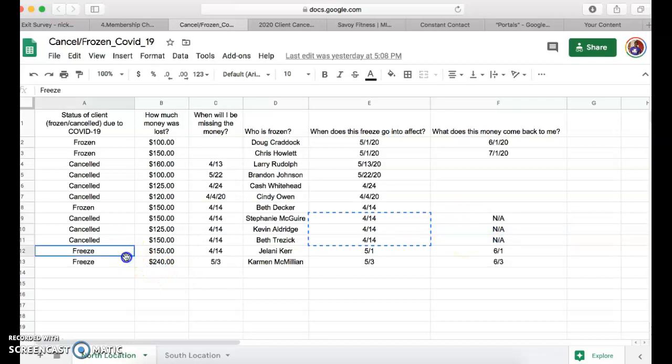But with some of the freezes, you see how we froze them on the 14th and the 3rd. Well, the freeze will go into effect on the 1st and the 3rd, and then it comes back in play the 1st and the 3rd. So you have to make sure when it goes in, and then when it comes back in. It can be 30 days or 60 days, depending on what the owner has allowed to happen.